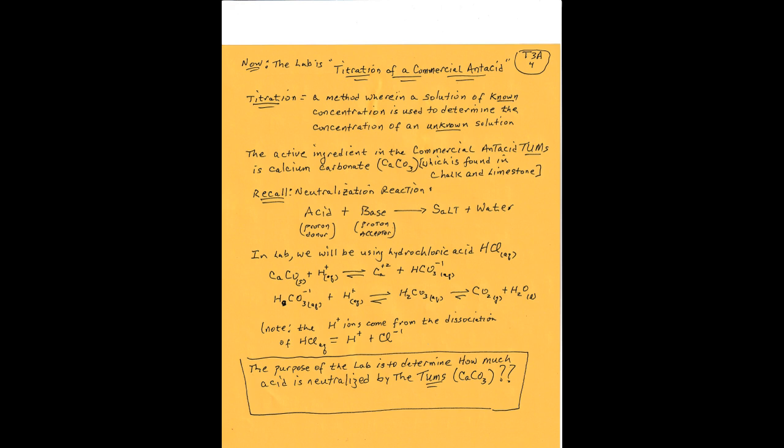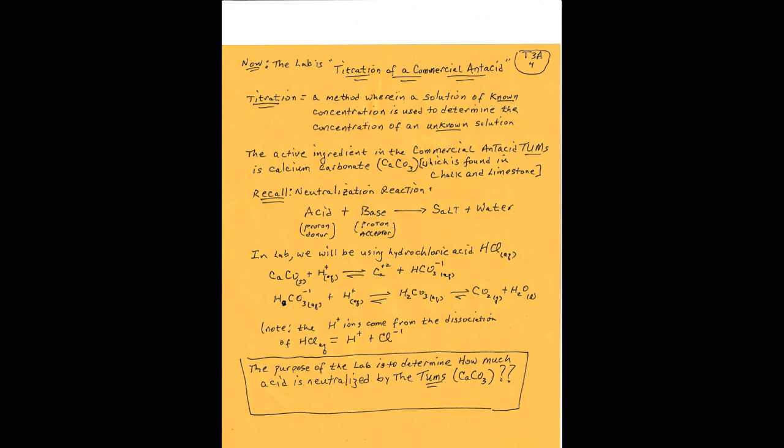Now, back to the lab. So now we have an understanding of acids, which are proton donors, bases, which are proton acceptors, and the pH scale. And now we can talk about the lab, which is titration of a commercial acid. Well, here's a new word for us, titration.